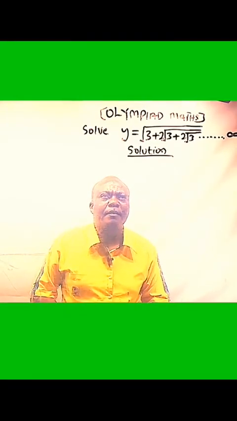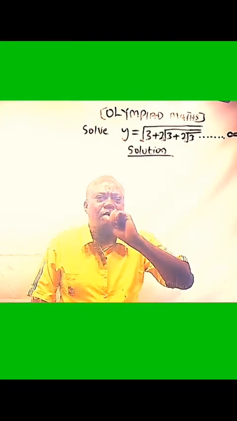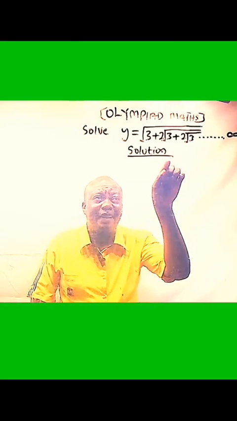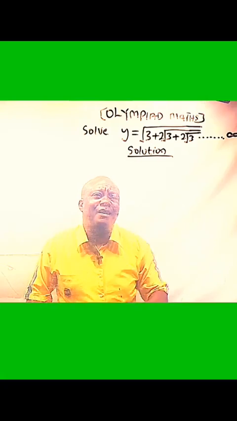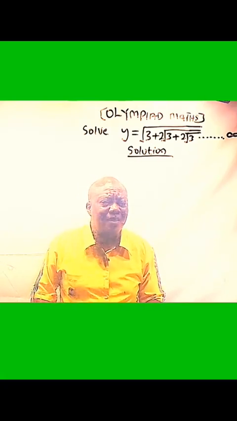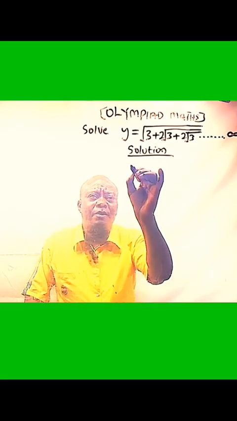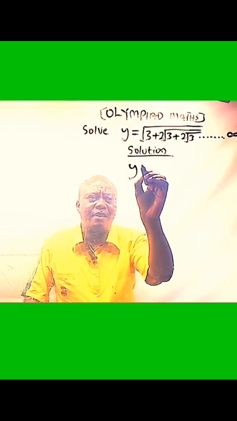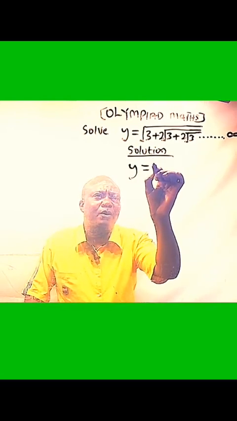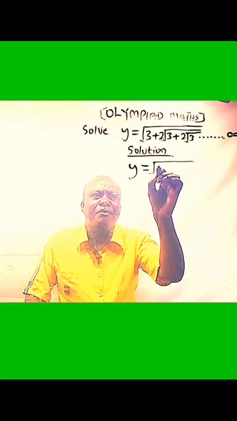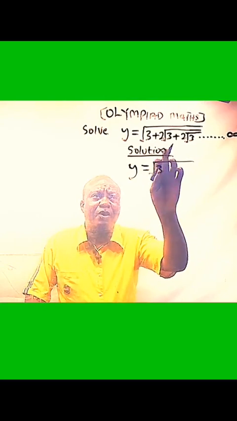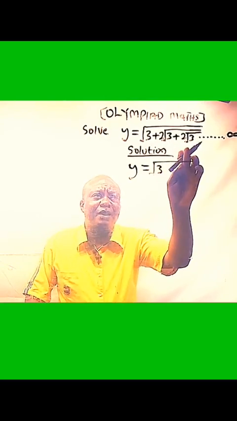Let us solve this problem. Y equals the square root of 3 plus 2 root 3 plus 2 root 3 up to infinity. It doesn't have an end, so how do we tackle it? This one is just like y on the left-hand side equals the root of 3 plus something, 2 root 3 plus 2 root 3 plus 2.